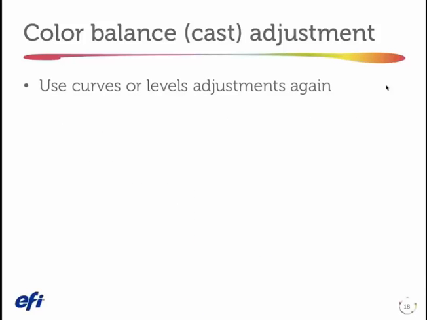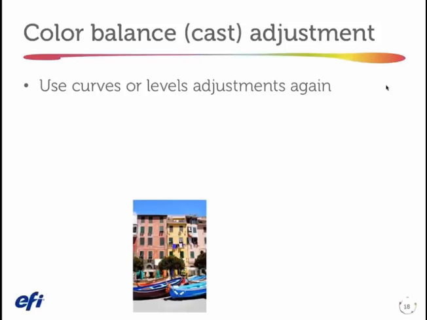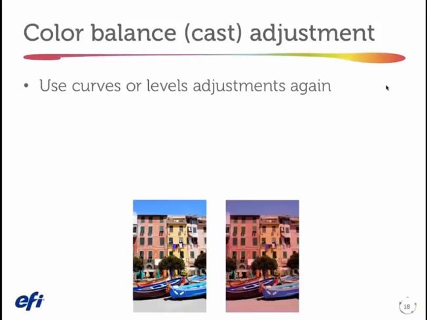When I want to adjust color balance, or what we traditionally call cast, you might have heard me say earlier that the image I showed you in the image problem example had a red or a magenta cast, which means it has too much magenta. I'm going to use the same controls. I'm going to use my curves. This time, I'm going to use a curve that is just for the magenta channel.